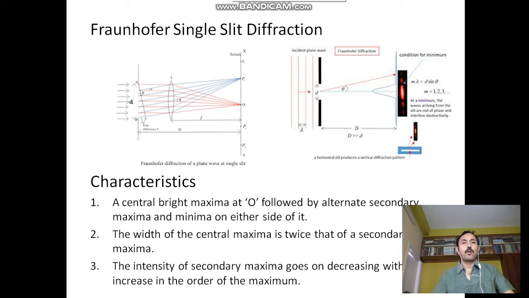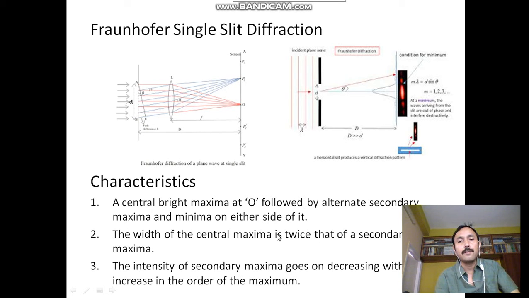Characteristics of Fraunhofer single slit diffraction. Point-wise, I can say a central bright maxima at O, followed by alternate secondary maxima and minima on either side. This is the central maxima, then secondary maxima, minima, then minima on either side.